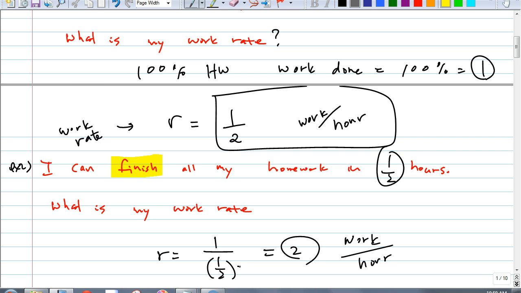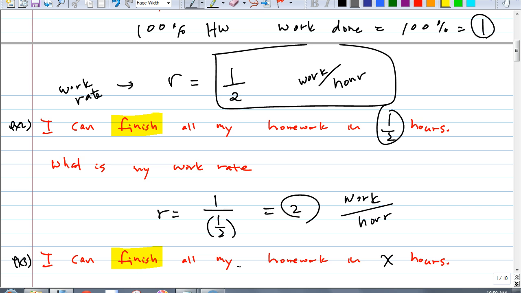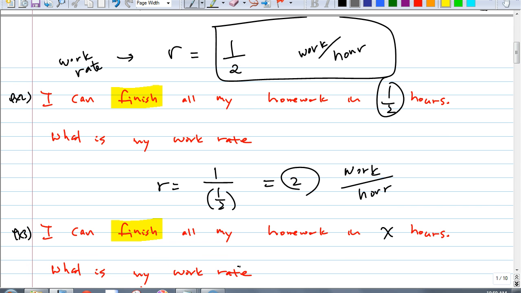Okay, not yet. What about instead of some number, what if it's X? What if I can finish all my homework in X hours? X could be any hours, okay? What is my work rate?